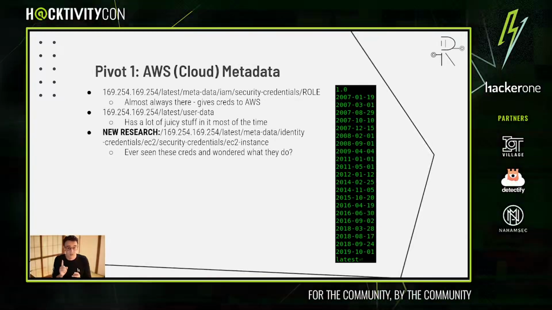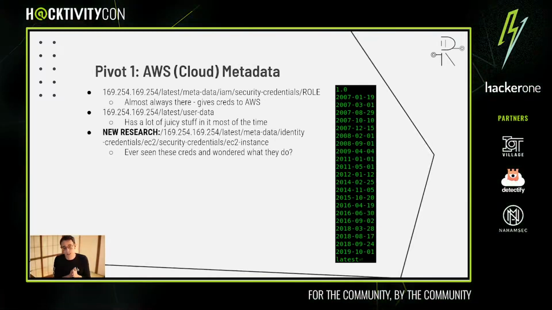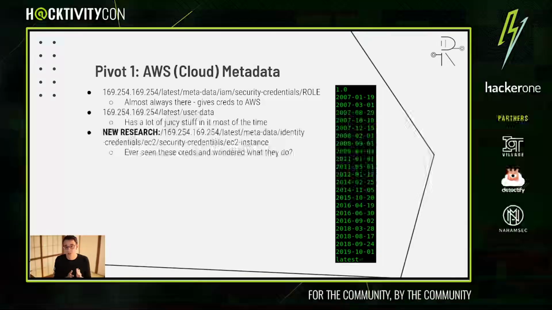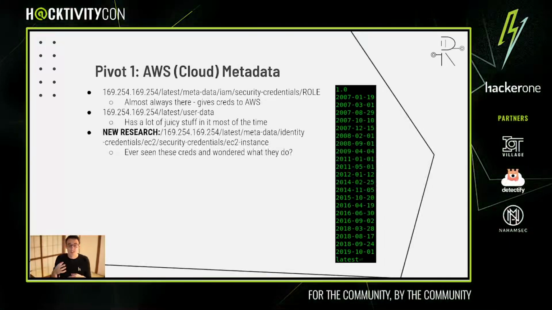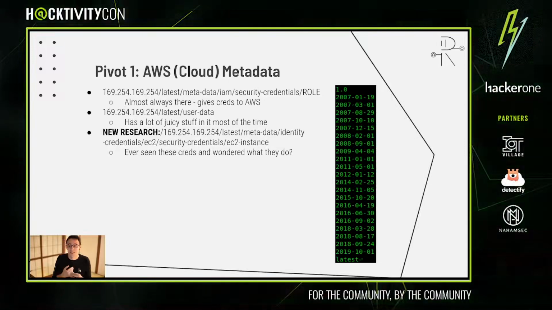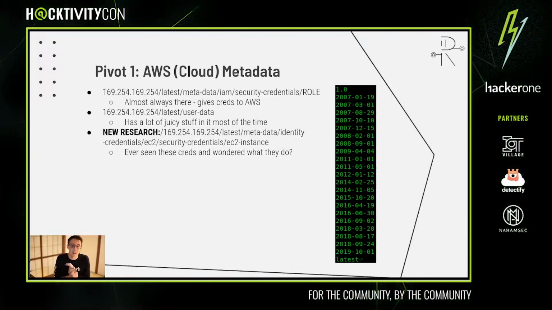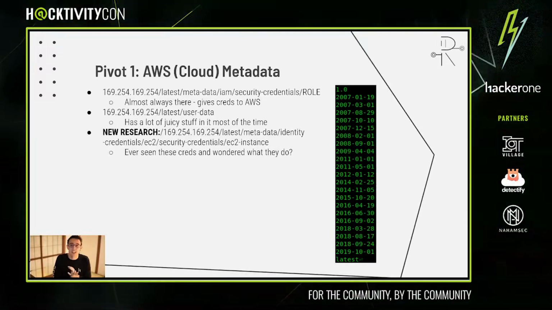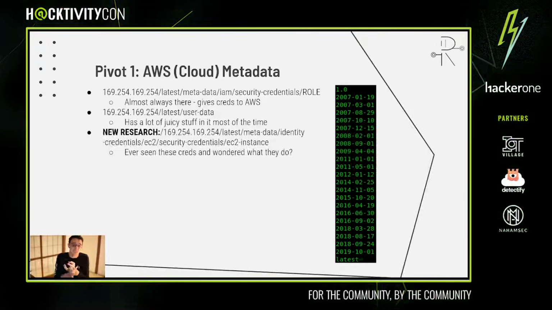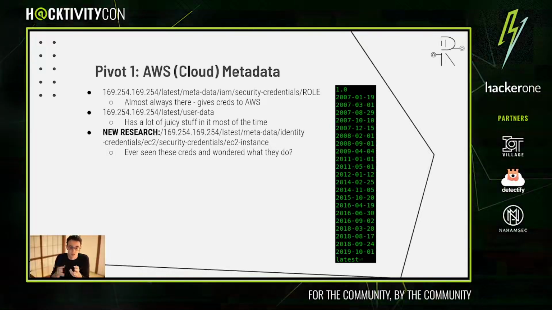Also though, don't just go straight for the security creds, also hit /latest/user-data. That will contain a lot of startup scripts and data that is relevant to that machine. So a lot of times you'll find kube auth stuff in there, you'll find secret keys, sometimes you'll even find even more impactful IAM credentials than what is in /iam/security-credentials/role.